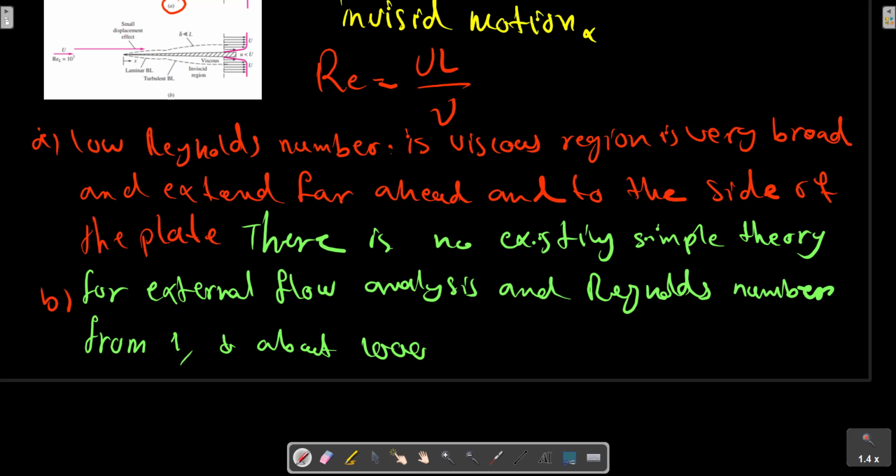Such thin layer flows are typically studied by experimental or numerical modeling of the flow field on a computer. So we have experimental and CFD applications to solve this type of flow, very laminar flow with Reynolds number between 1 and 1000.